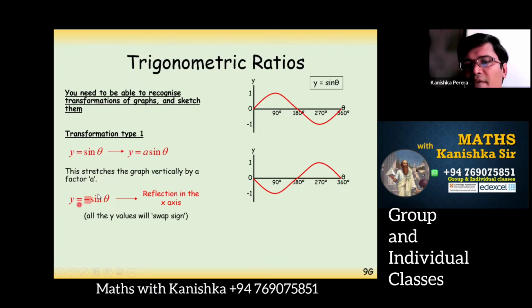y equals sine x is the normal graph, and minus means all the y values become the opposite. You can understand, if it is a plus one, it becomes minus one. That's why this particular value came somewhere here. Now it came here, right? So that means it will totally turn to the other side.